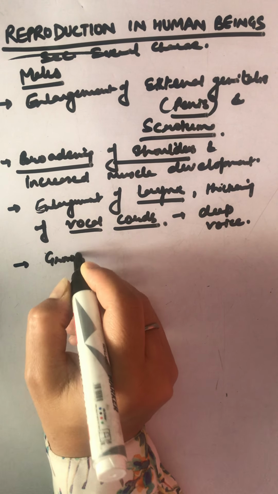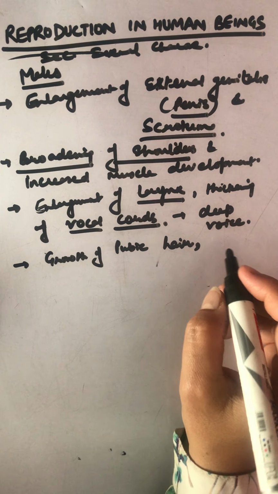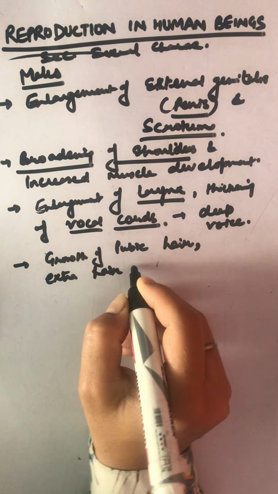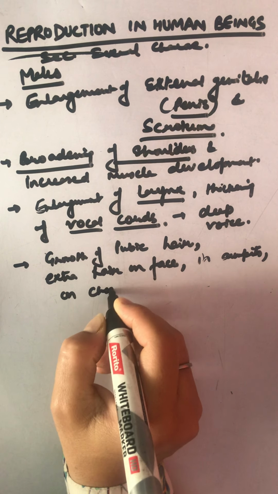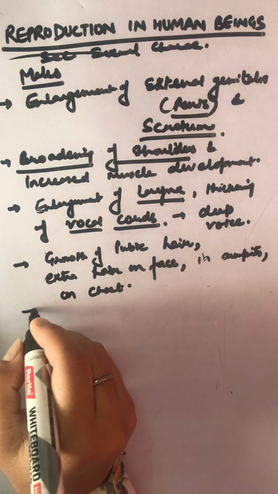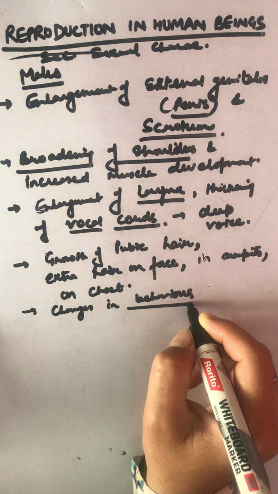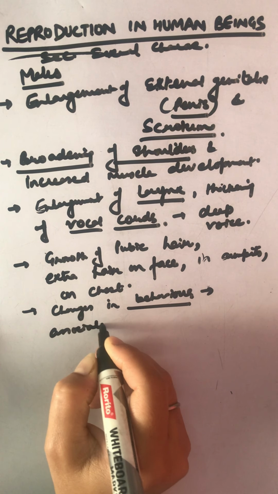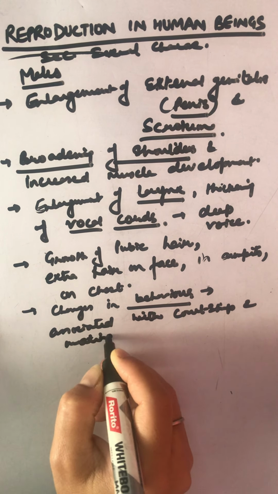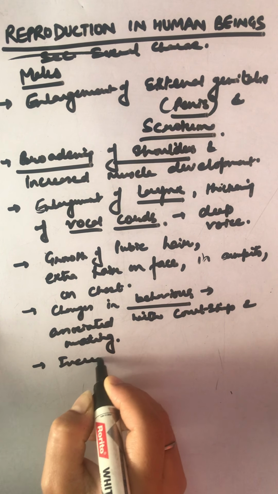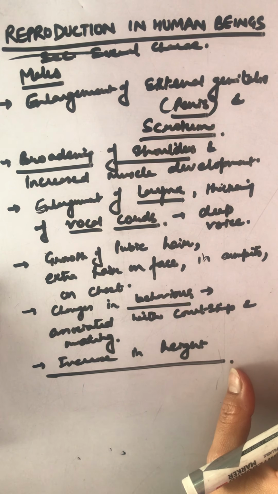Then growth of pubic hair. Then we see extra hair on the face, in armpits, and on the chest, quite a prominent feature. Changes in behavior, that means they are a little associated with courtship and mating. And increase in height. These are the observed changes in males that we see during puberty.